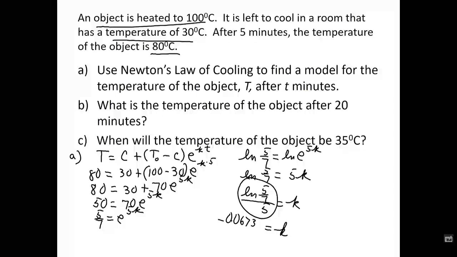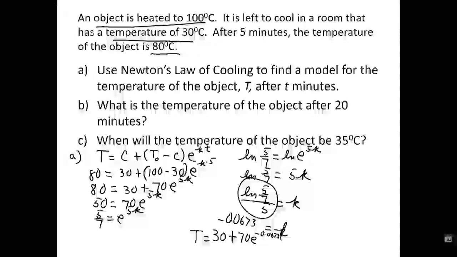Again, using your calculator, if you simplify, we get k is equal to a negative 0.0673. So therefore, let me just rewrite, T is equal to 30 plus 70 times e to the k, and in our case, k is a negative 0.0673 times t.